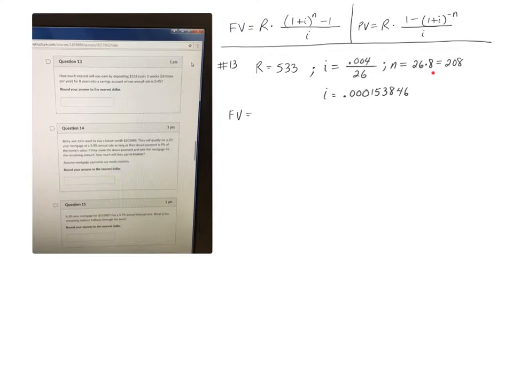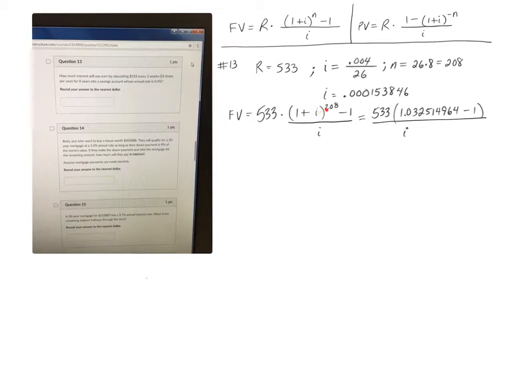So all I'm going to do is drop the numbers in, and we'll see what we get. So R is 533 times 1 plus this I number. I'm not going to write all those decimals. Then we're going to raise it up to the 208th power, subtract 1, and then divide by that I number. So I'm just going to get that number. Maybe just so you can follow along, I'll do these numbers kind of carefully on my calculator in little stages.